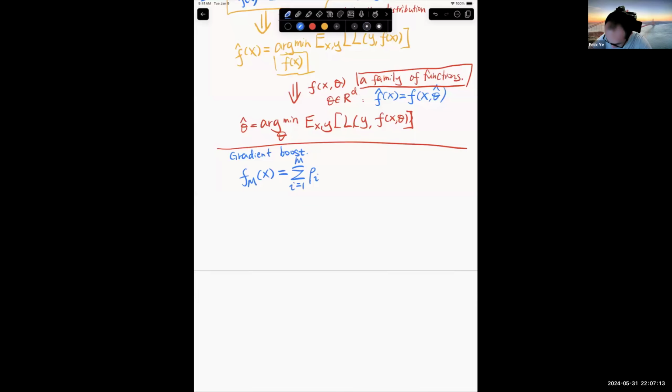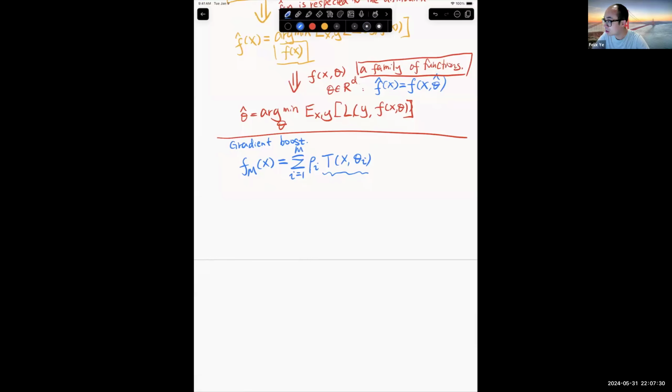Rho of i, t of x, and theta of i. Basically these are a family of functions, evaluated at theta i. What you do is find theta 1, theta 2 to theta m, and the current tree is trained based on the result of previous trees. So the whole idea is very similar to AdaBoost.